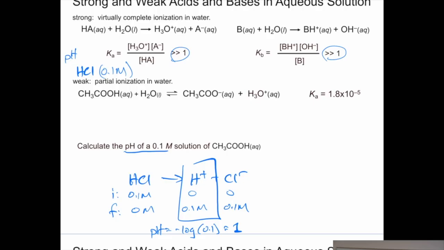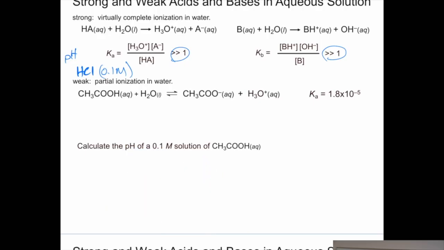But now we've got a weak, and we can't play that game anymore. Now we've got a weak acid. Here's the molecular reaction. Okay? Here's the Ka for acetic acid. What's the pH? How are you going to figure that out? Why don't you guys discuss how you might approach that? I'm not going to tell you yet.